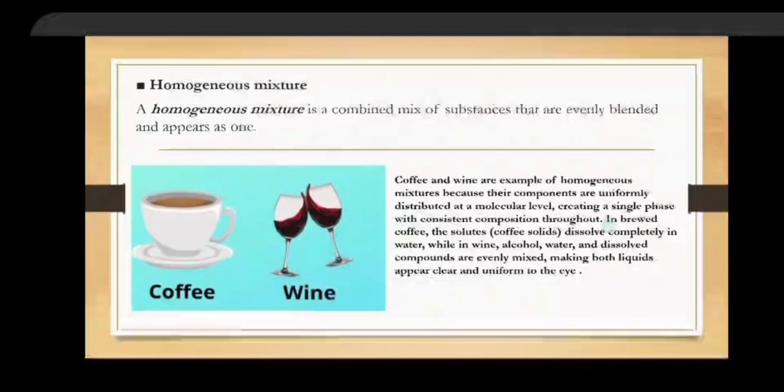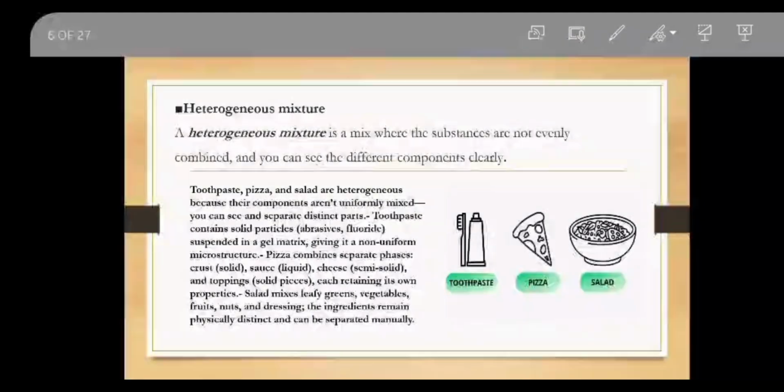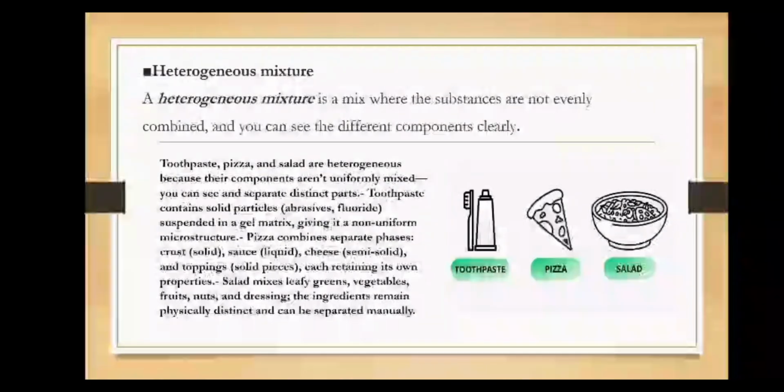So let's move forward to the heterogeneous mixture. A heterogeneous mixture is a mix where the substances are not evenly combined and you can see the different components clearly. The examples of these are toothpaste, pizza, and salad. Toothpaste, pizza, and salad are heterogeneous mixtures because their components are not uniformly mixed. You can see and separate distinct parts.